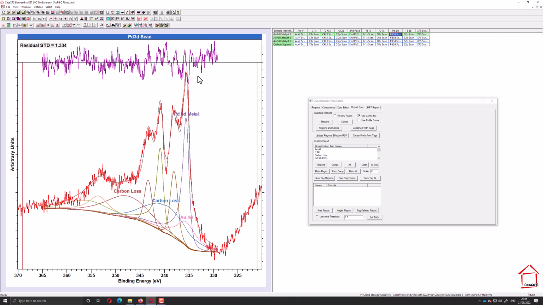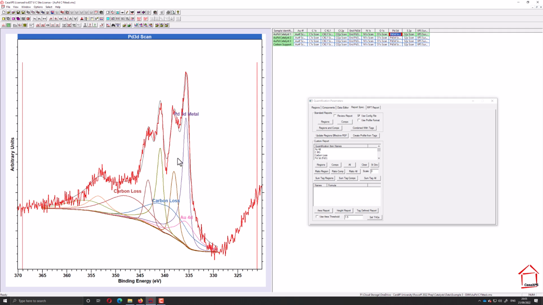We can see our residual given this data is pretty good. There are some little bits and pieces or areas where it could be improved, but nevertheless it's a good first approximation. It wouldn't stop us getting pretty good palladium 0 to palladium 2 ratios, or indeed palladium to gold ratios.